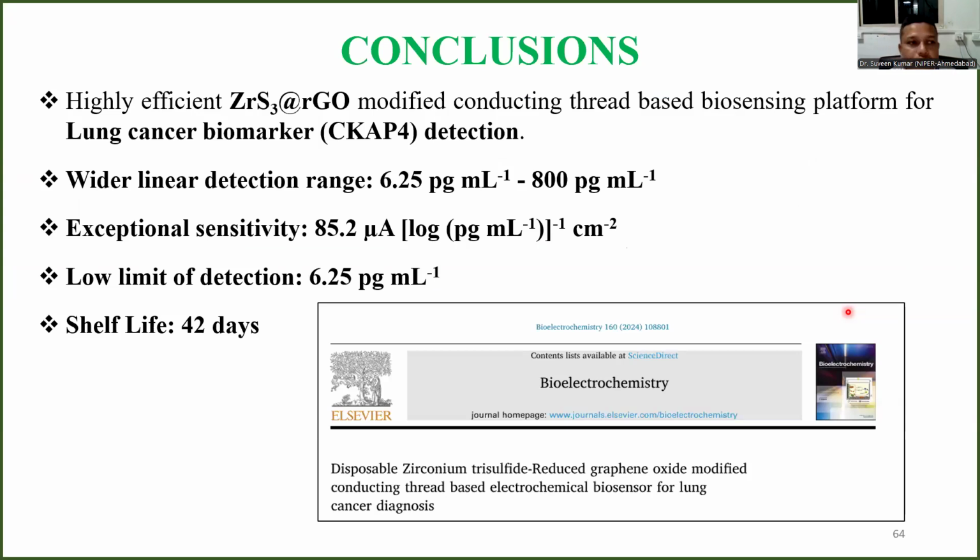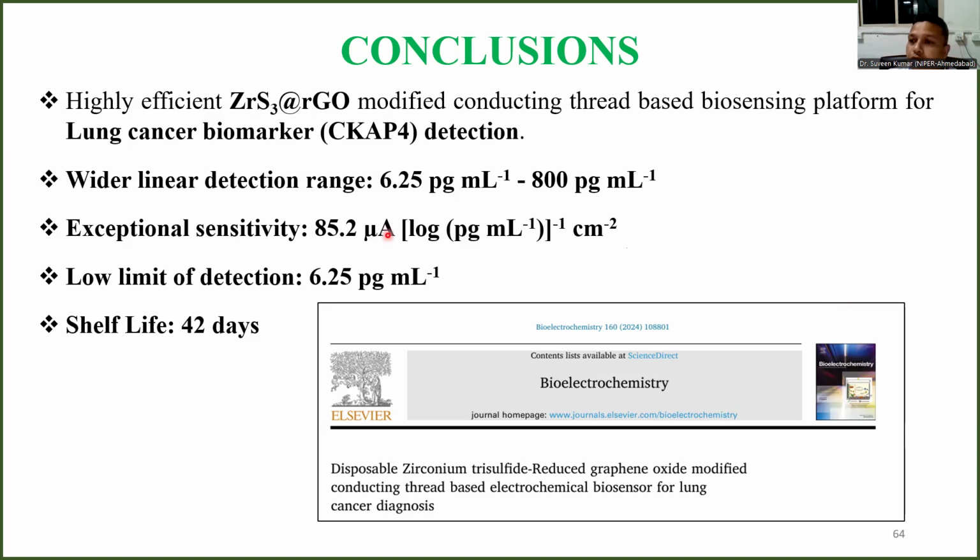So the conclusion of this work is we have developed ZrS2, ZrS3, and rGO-based biosensing electrodes for CYFRA 21-1 biomarker diagnosis. This developed electrode shows a wider linear detection range, between 6.25 picogram per ml and 800 picogram per ml, and good sensitivity. The limit of detection is also good, 6.25 picogram, because when we are talking about this biomarker, its cutoff value is about 250 picogram per ml. So it is far below the cutoff value.